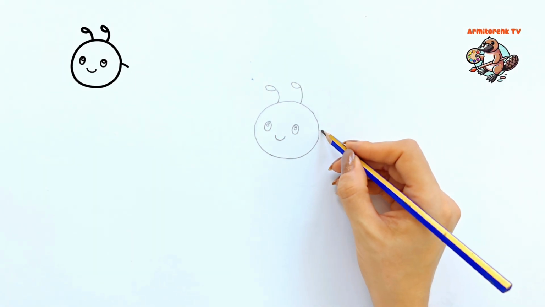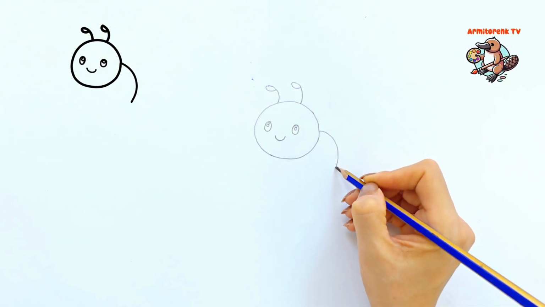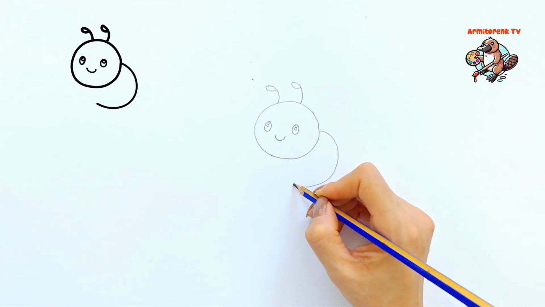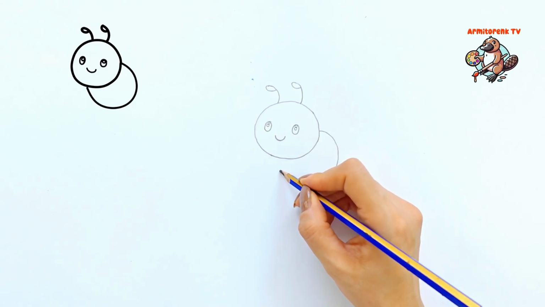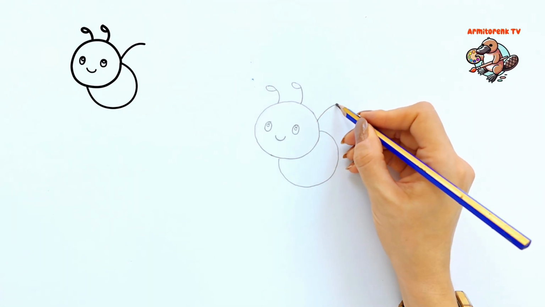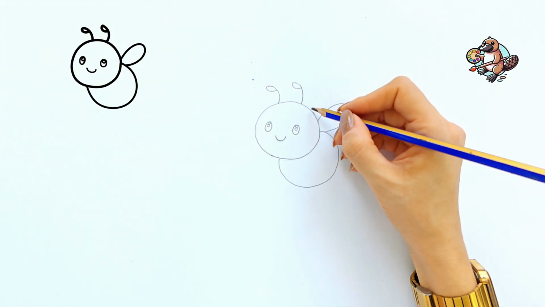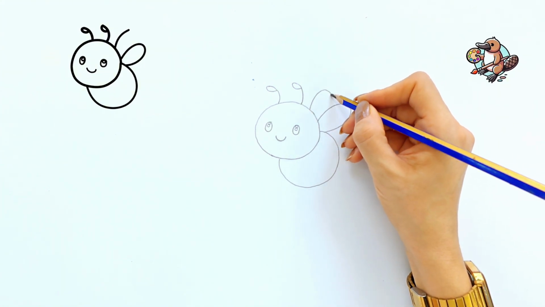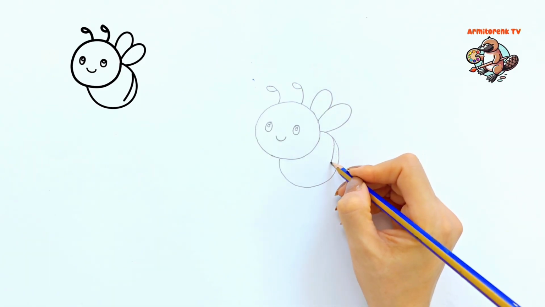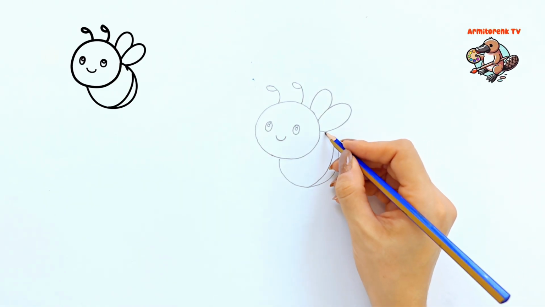Now, draw the bee's body. This is the body of the bee. And next, draw the bee's wings. Wings of the bee. What is this? This is a bee.